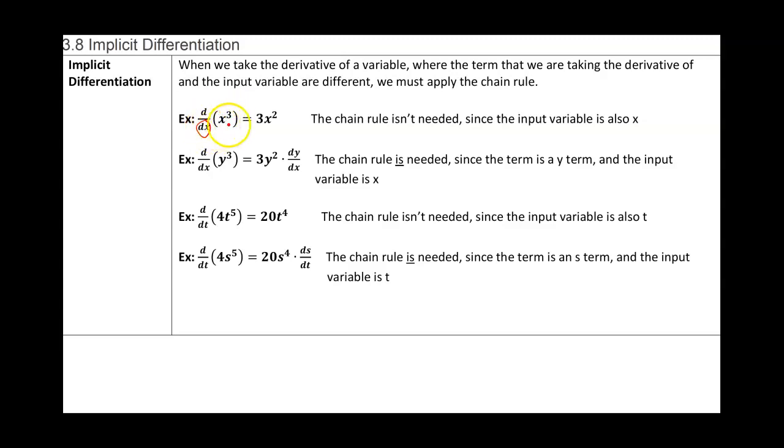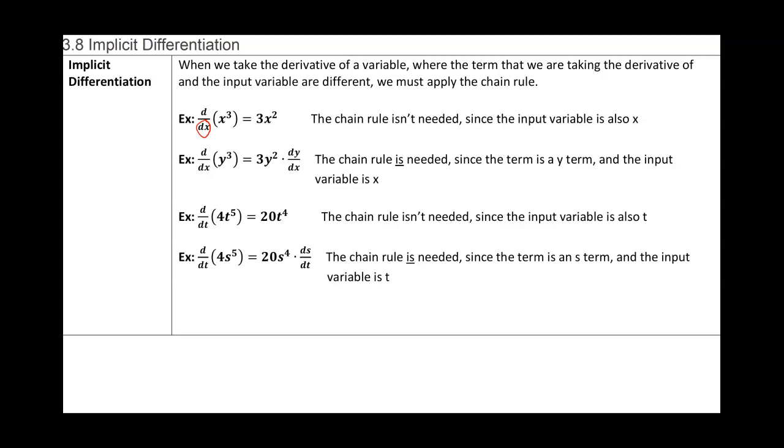Now, the term we're taking the derivative of is x cubed, so the input variable and the term are the same, so we don't need the chain rule. So this just becomes 3 comes to the front, subtract 1. That's our power rule of derivatives. That gives you a 3x squared.